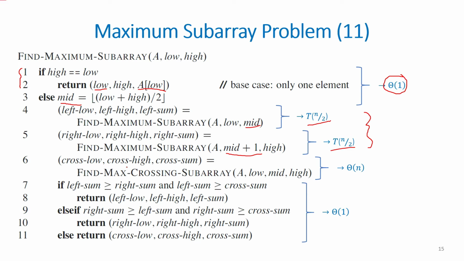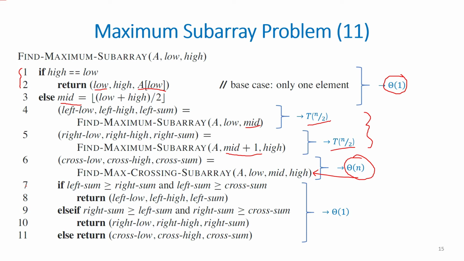Line 6, however, considers the case where the subarray crosses the midpoint, and therefore we have A, low, midpoint, and high. So over here, we are calling the procedure find max crossing subarray, which we have studied earlier. And we know that the running time is theta n.